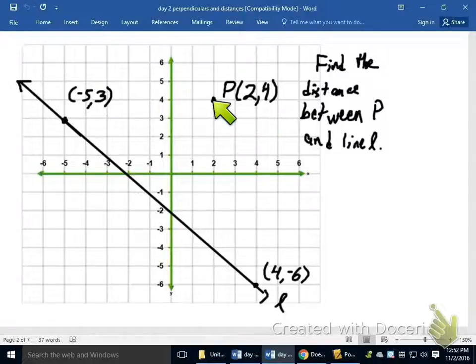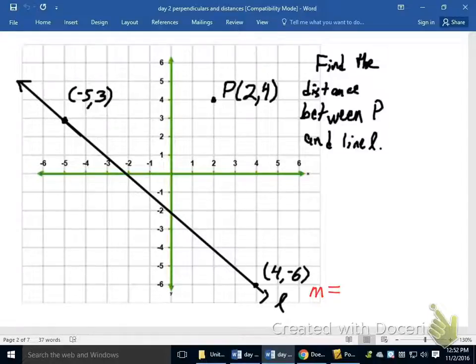When you're finding the distance from a point, such as point P, to a line L, you'll always want the shortest distance, and that will always be a perpendicular. So I'm going to go ahead and construct one, but I'm going to do so using slopes. So first thing I'm going to consider is the slope of line L.